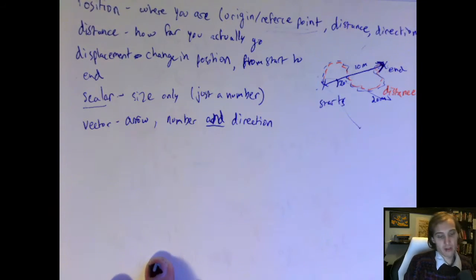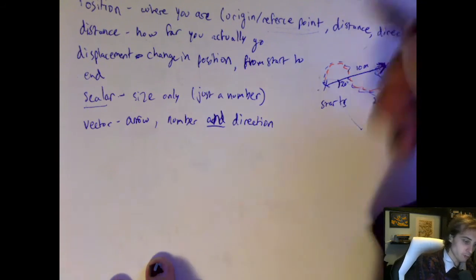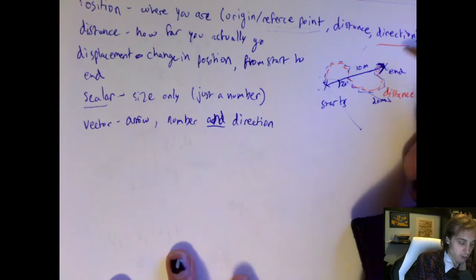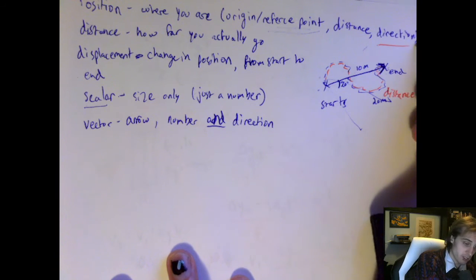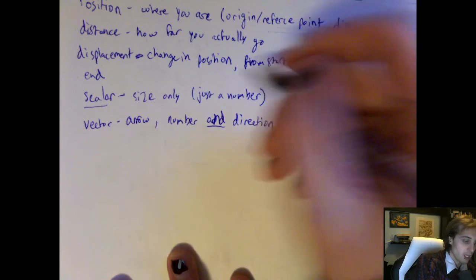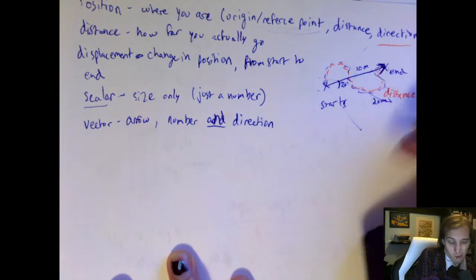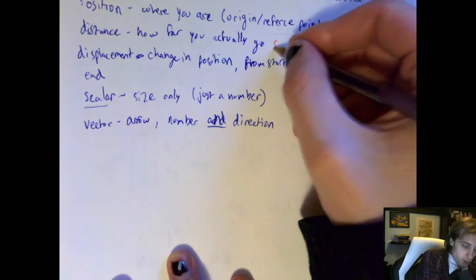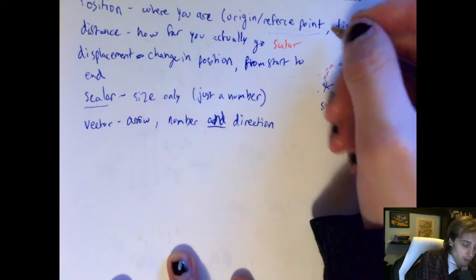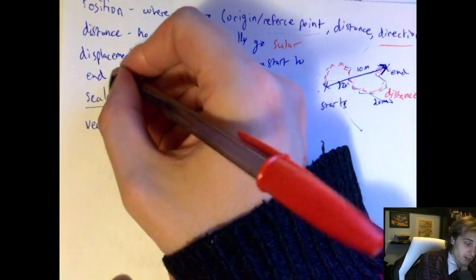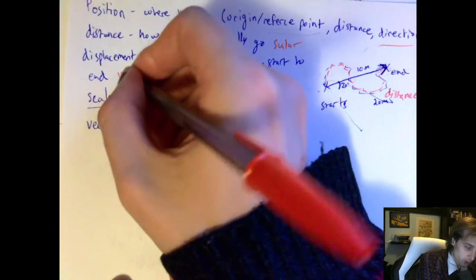So if we look back at the things that we've already talked about, your position needs to have a direction. And so because your position needs to have a direction, your position is a vector. If you look at distance, that didn't go in any specific way. It's just all of it all together. So this one is a scalar. If you look at displacement, the direction really matters, so you wind up in the right spot. So this one is a vector.